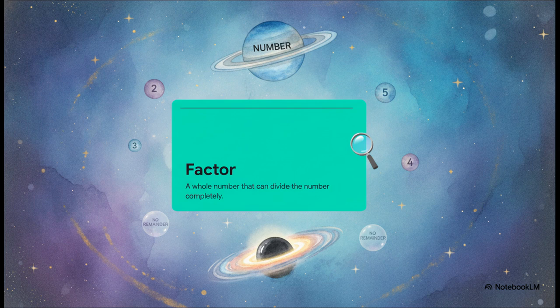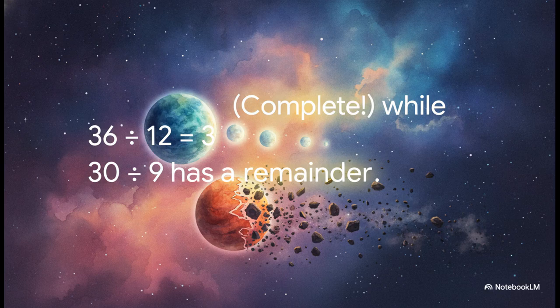I really want to emphasize that word completely. There is absolutely no room for remainders in this mathematical gravity. If a number leaves a remainder behind, it simply isn't a factor. It just doesn't fit the core structure. And this brilliantly illustrates that rule in action. Think about 36 divided by 12. That equals exactly 3. Because it divides completely, 12 is officially a factor of 36.